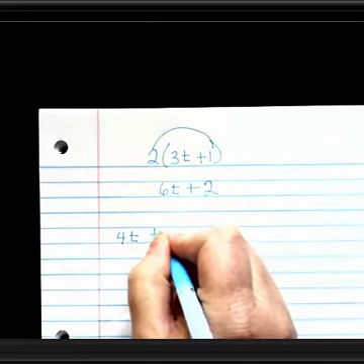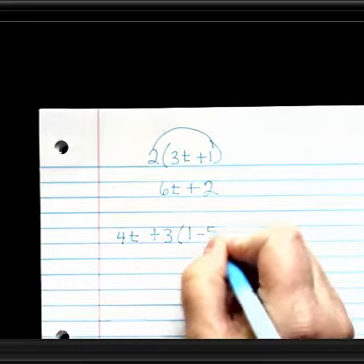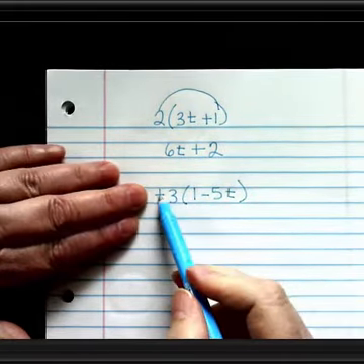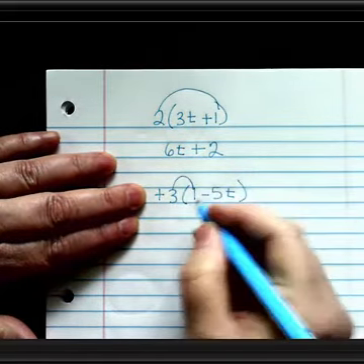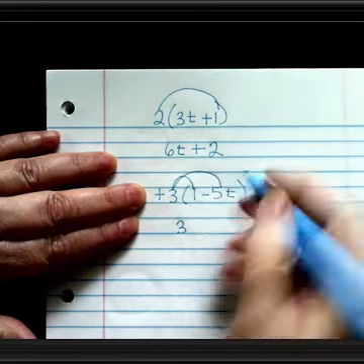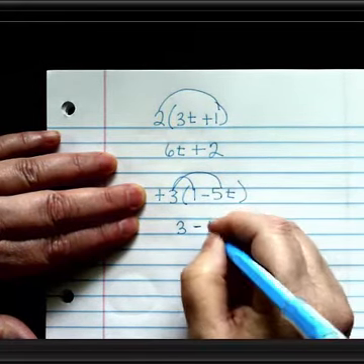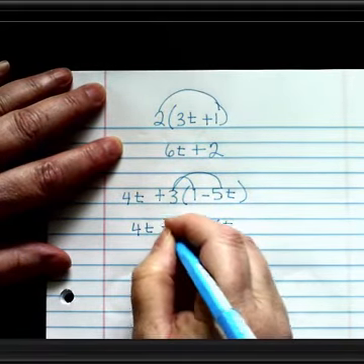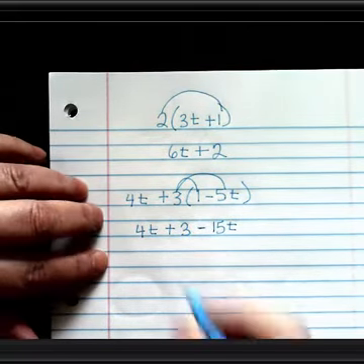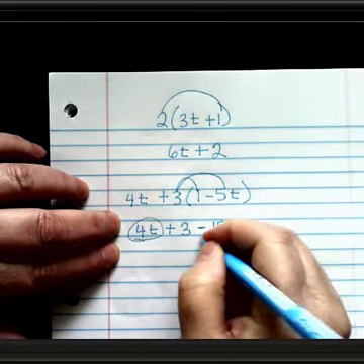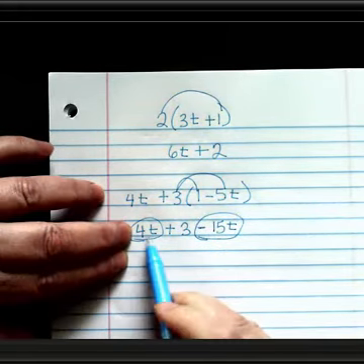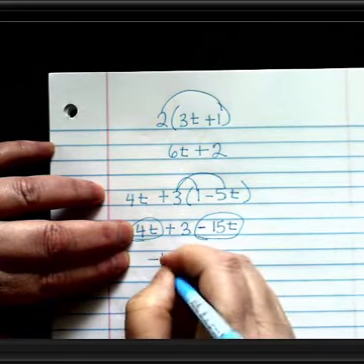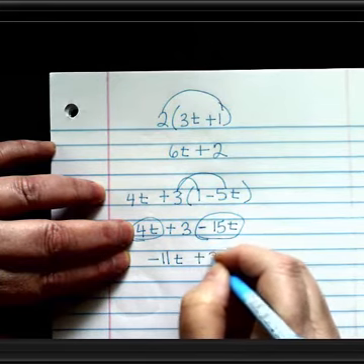4t plus 3 times 1 minus 5t. All right, we do the distributive property first. I'm going to cover this up. It's a positive 3. What's 3 times 1? 3. Minus, what's 3 times 5? 15t. And then the 4t comes down. This was a positive, so it's plus. So now we look at our variables. 4t minus 15t. Coefficients only. What's 4 minus 15? Negative 11t plus your whole number comes down.